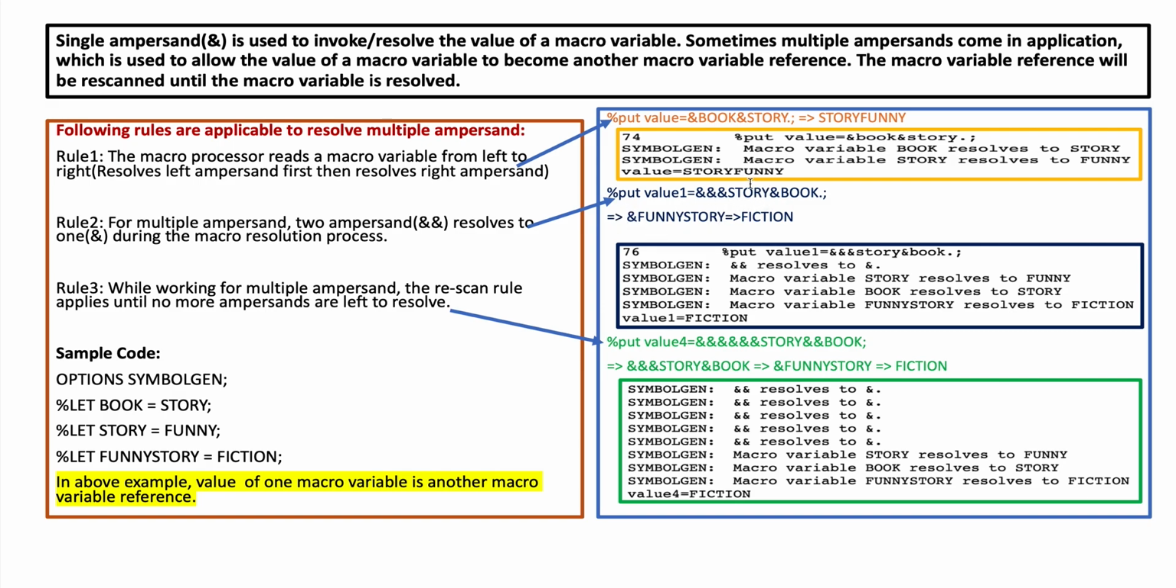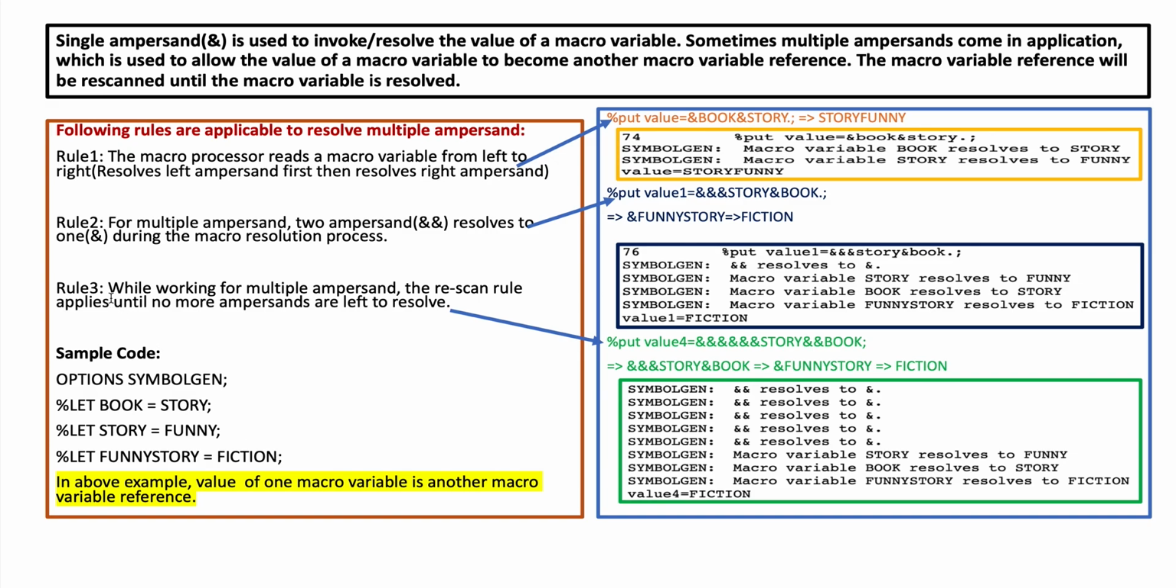Next, ampersand story that resolves to funny. At the same time, ampersand book resolves to story. That's the result we get here: 1 ampersand funny story. And next step, it will resolve ampersand funny story to fiction, because here funny story, its value is fiction.